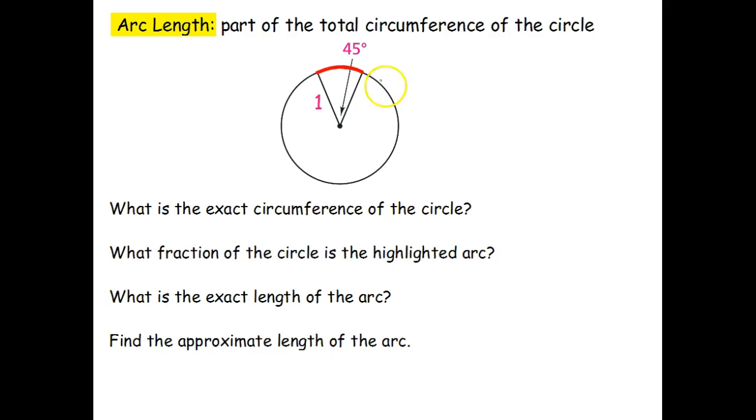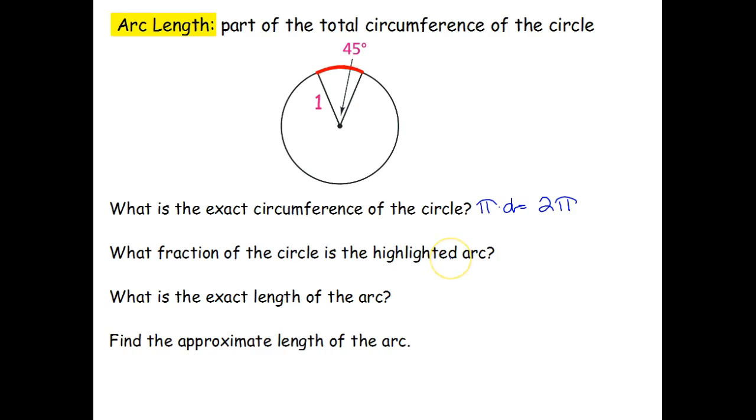If we want to find the exact circumference of the circle, we just need to take pi times the diameter. Well, in this case, they give us what the radius is. So in order to find the diameter, we just have to take times 2. So 2 pi is the exact value of our circumference here.